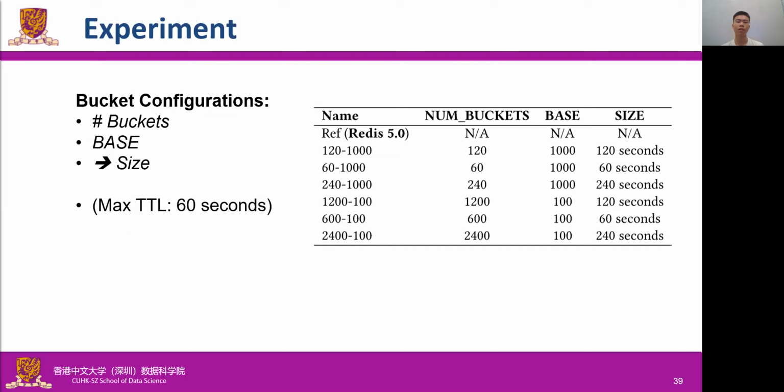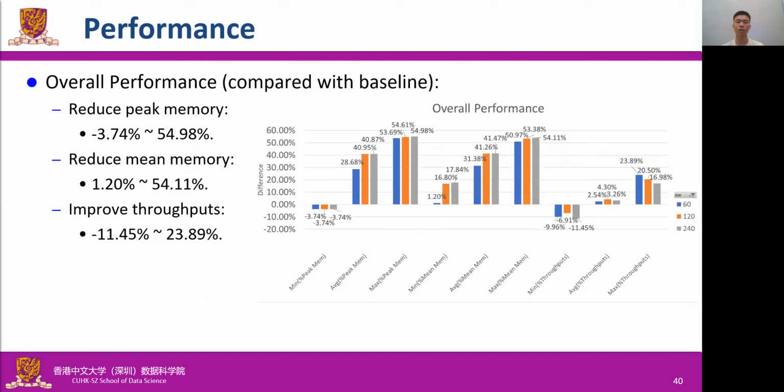For buckets, since the maximum TTL is always 60 seconds, we have 3 sizes: 60, 120, and 240 seconds. For each size, we test base 100 and 1000, where each bucket stores keys in 100 milliseconds or 1 second. So overall, we have 1 reference instance and 6 test instances. We evaluate our performance by comparing with the baseline original Redis ones.